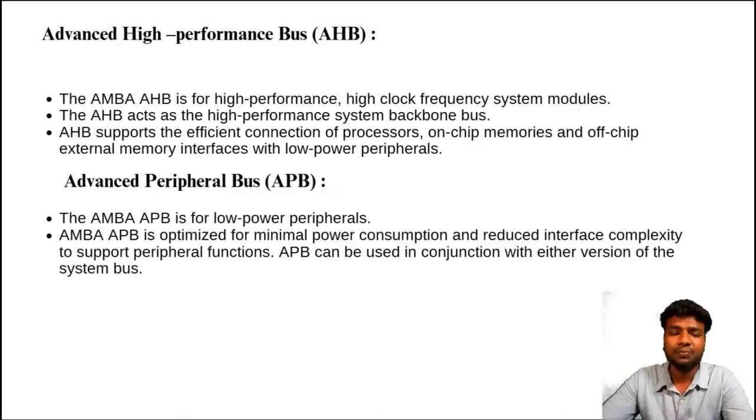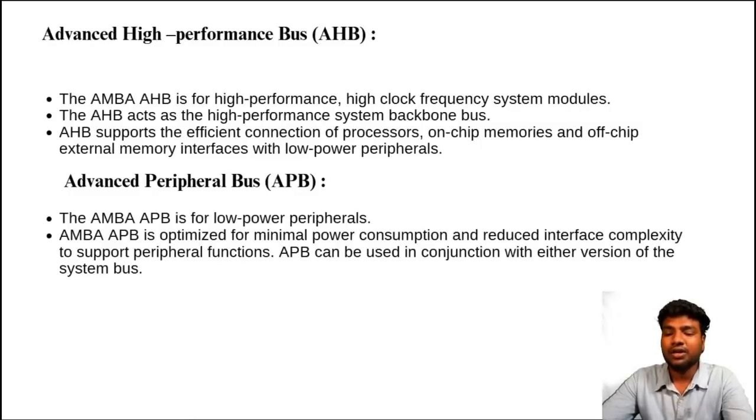Coming to the APB, Advanced Peripheral Bus. APB is a low power peripheral bus. AMBA APB is optimized for minimal power consumption and reduced interface complexity to support the peripheral function. It means it will use only less power, because it has low power consumption, and also it has low frequency and low bandwidth. So it is a very low speed protocol that consumes only low power.